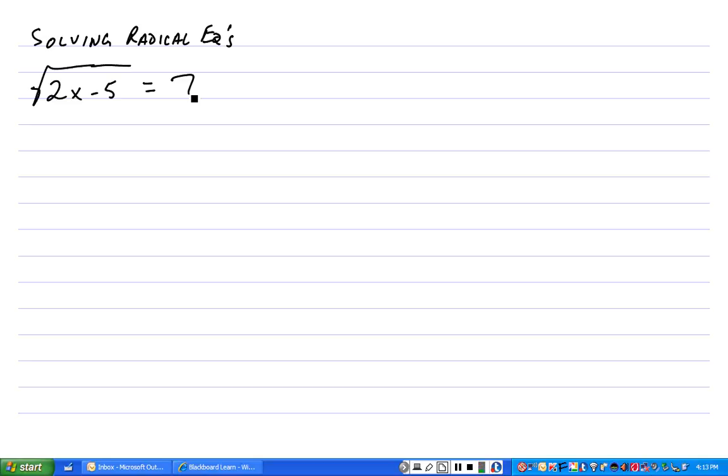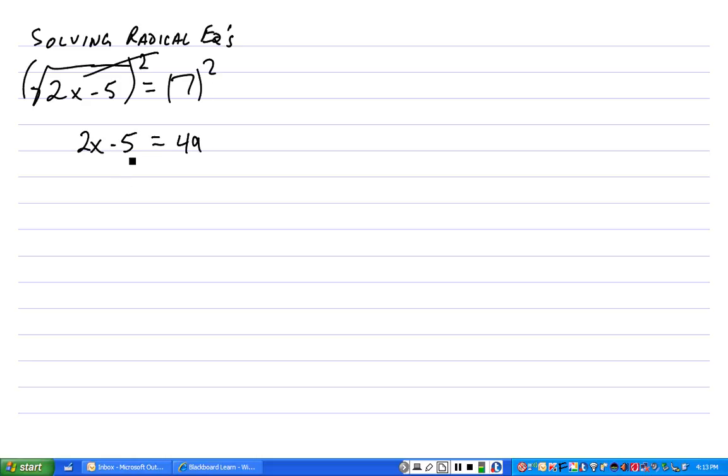Square root of 2x minus 5 equals 7. Alright, in order to get the x isolated, the first thing we got to do is get this information from under this radical sign. And we talked about, since this is a square root, to get rid of the square root, you square, because the square cancels the square root. If I square one side, then I have to square the other side. So now over here, square and square root cancel, so it'll just leave me what was under the square root sign. And over here, 7 squared is 49.